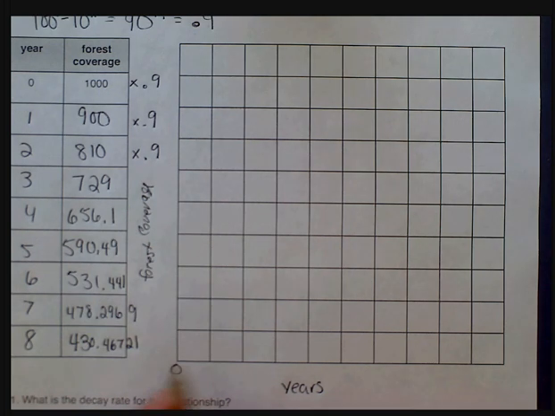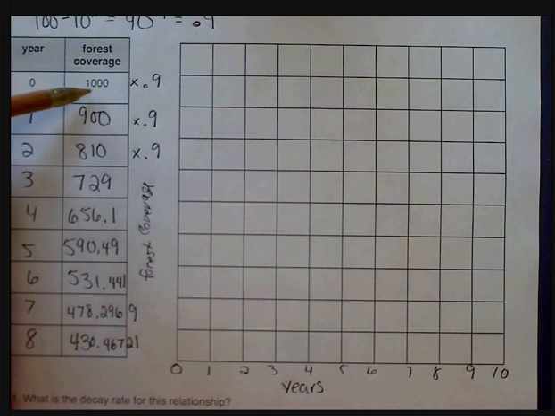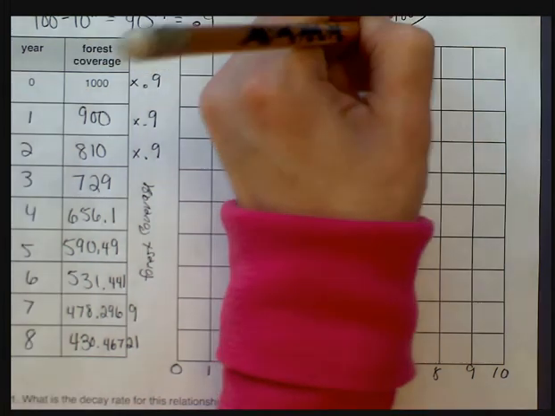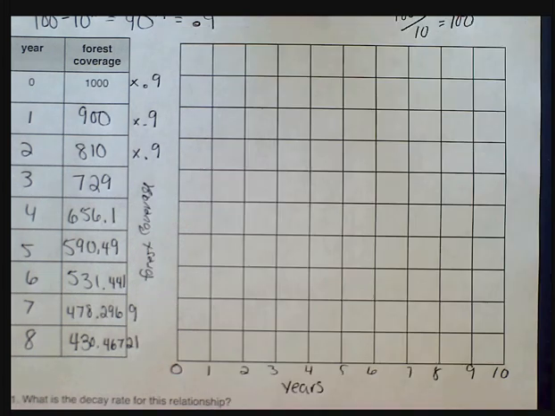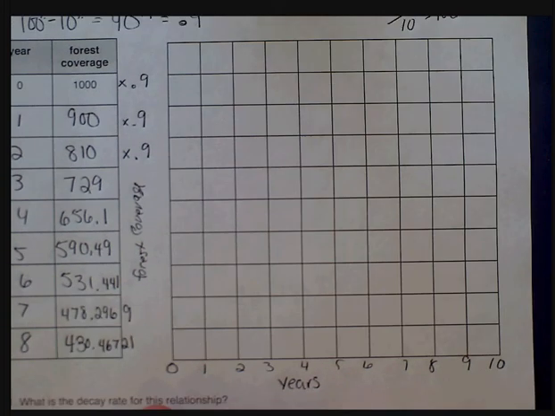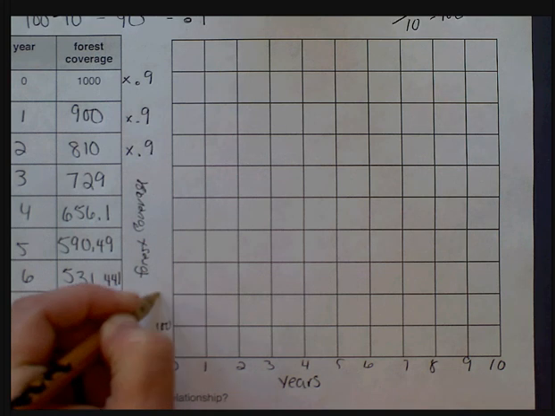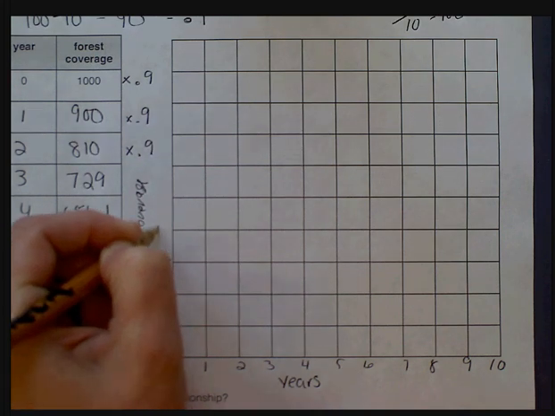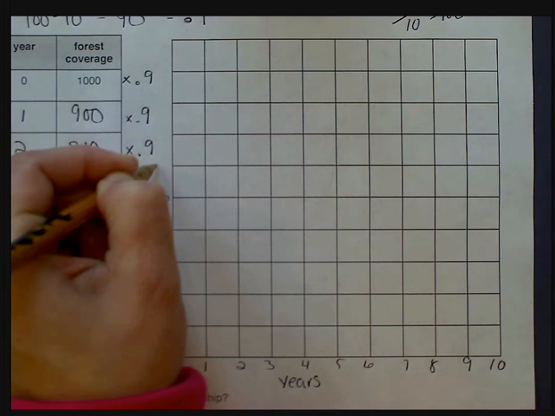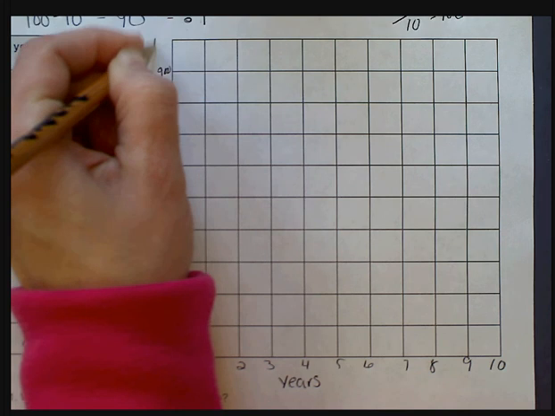Years are going by 1, so 0, 1, 2, 3, 4, 5, 6, 7, 8, 9, 10. We got some extras. So we have 10 spaces here, and we have to represent up to 1,000. So I'm going to take 1,000 divided by 10, and that gives me a scale of 100. So each space on the y-axis is going to go up by 100. So this will be 100, 200, 300, 400, 500, 600, 700, 800, 900, and 1,000.